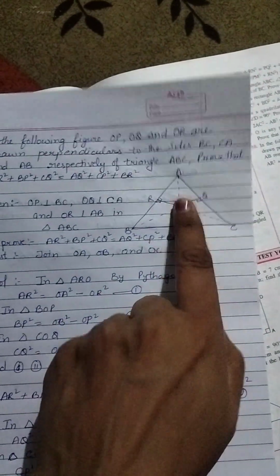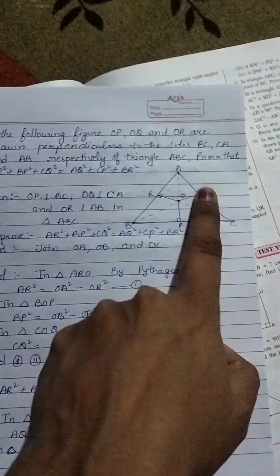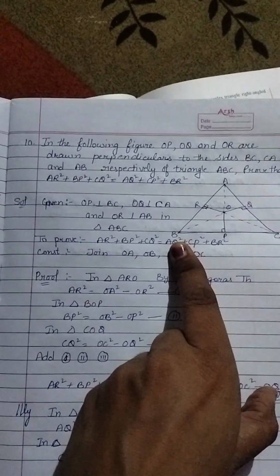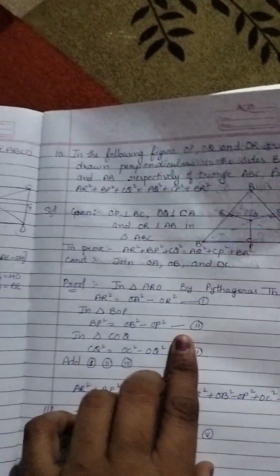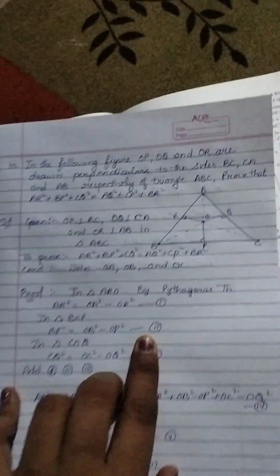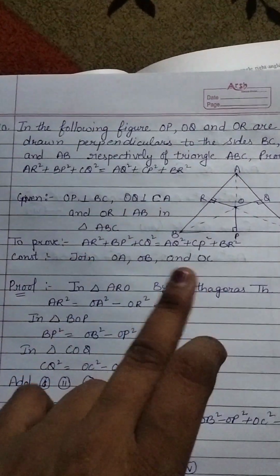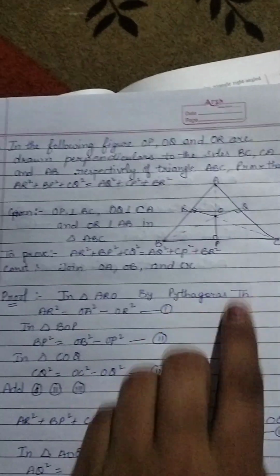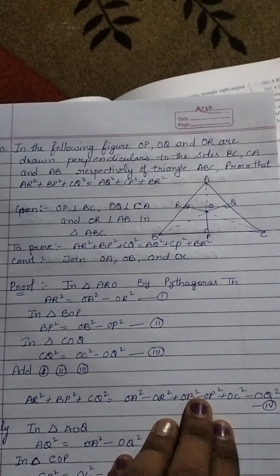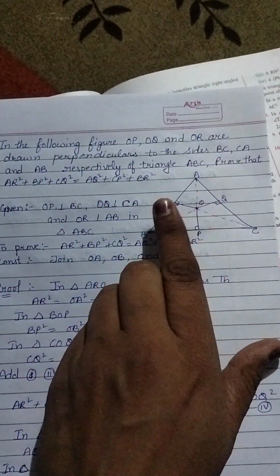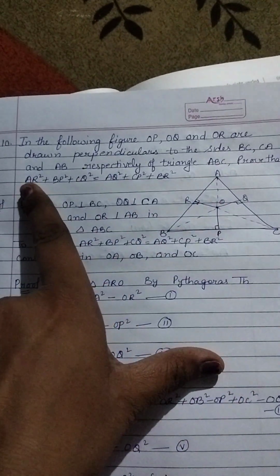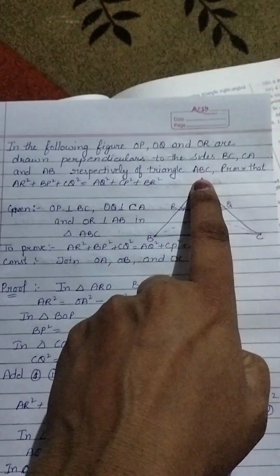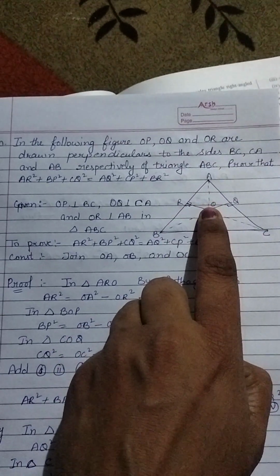Okay, so what is given to us? We are given that OP is perpendicular to BC, OQ perpendicular to AC and OR perpendicular to AB. This is the given. And we write here what we have to prove. The construction is that we join OA, OB and OC. Now let's prove. First we have to find the values of AR square, BP square, CQ square by the Pythagoras theorem. So we take triangle AOR.